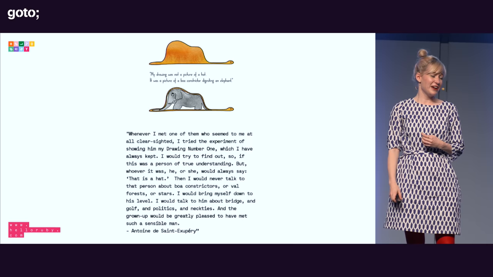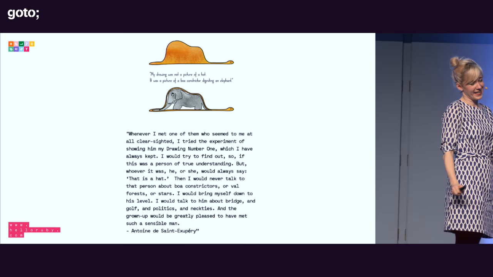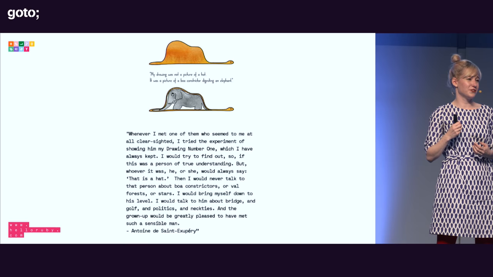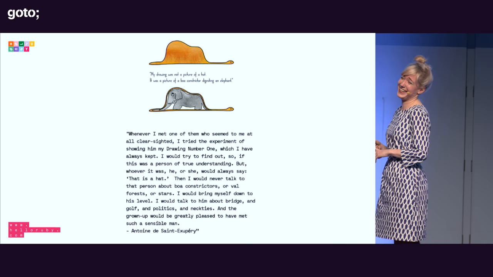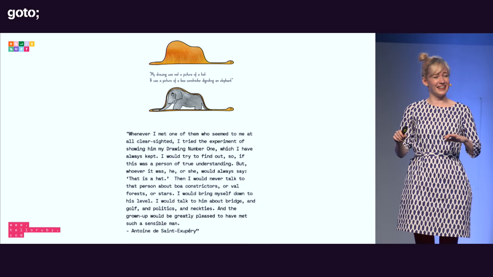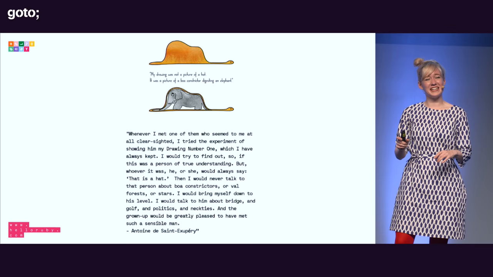And he says that, why would I talk to someone who only sees a hat about their wild forests and their boa constrictor or stars? I should talk to them about the golf and politics and bridge and neckties. How sad is that? And I figured that, okay, this is the dynamic between an adult and a kid. But in an ideal world, what could the dynamic between an adult and an AI be?